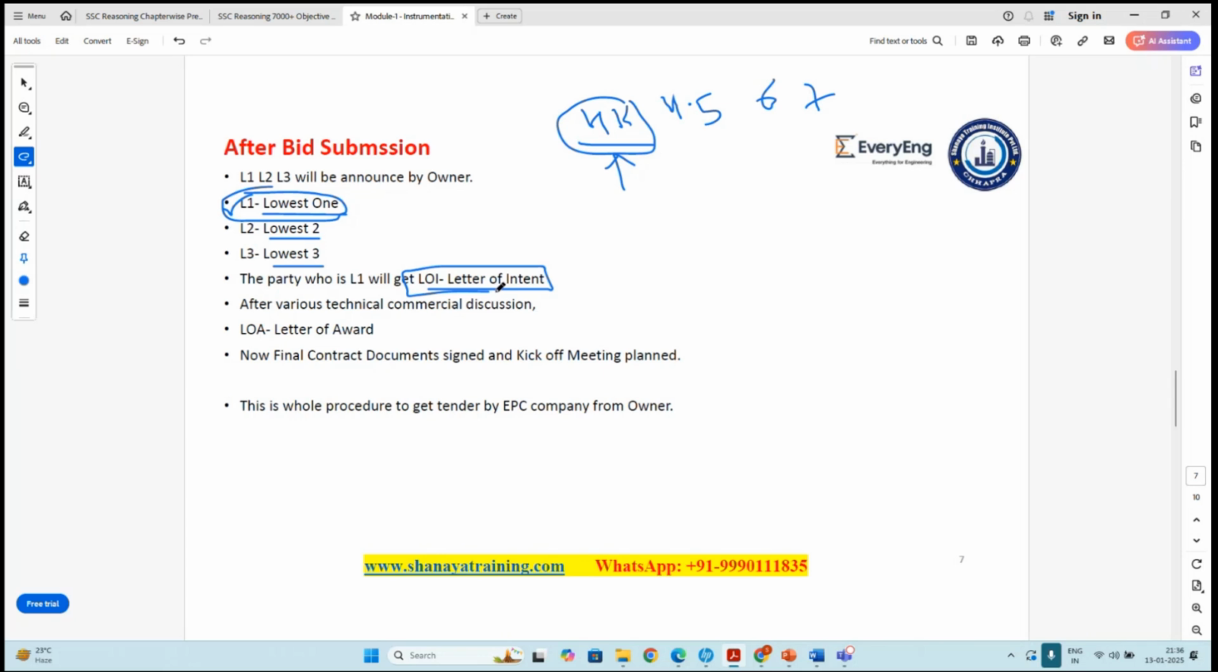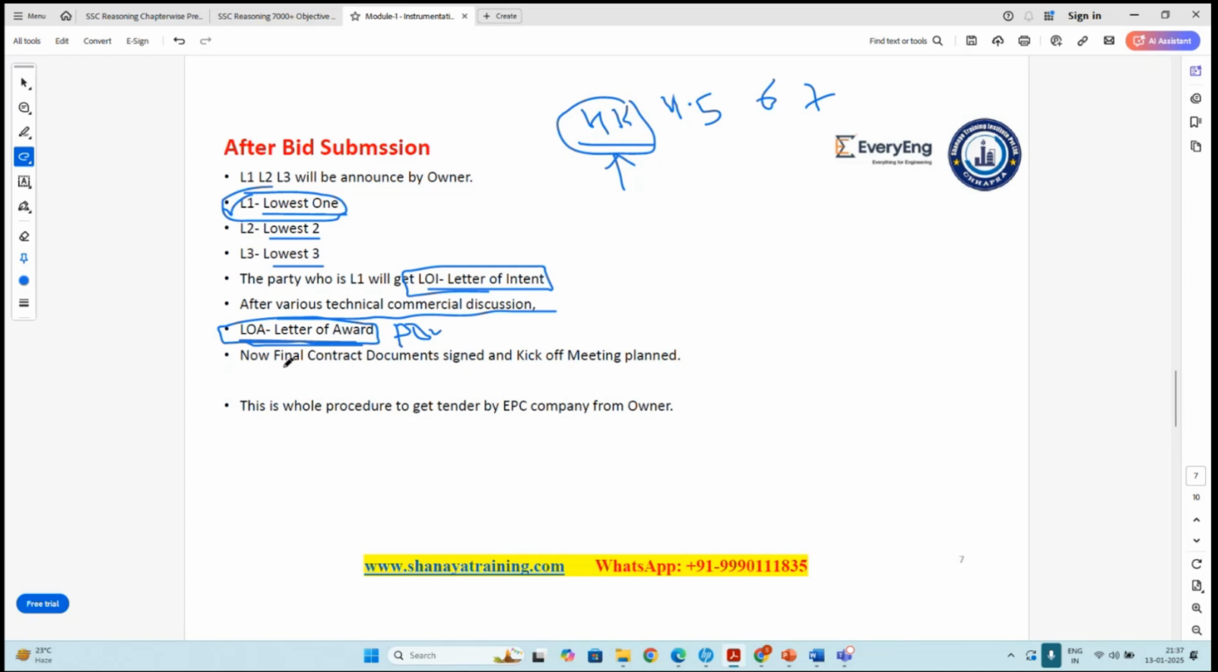Once the letter of intent is awarded to this party, various technical and commercial discussions will be done. And then the LOA will be awarded to the party who has quoted less. This LOA is basically nothing but the purchase order to this party. LOA is your letter of award, meaning PO. So LOA is PO, letter of award.